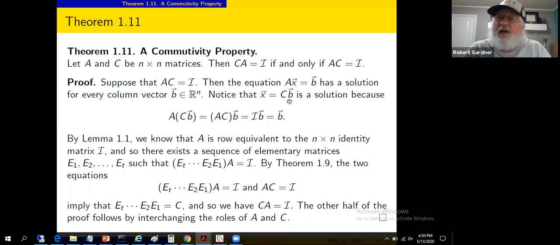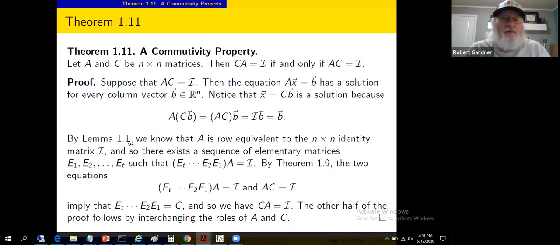Take X to equal C times vector B. Let's plug that in and see if we get B out. It looks like we do. So we'll take AX, that is A times CB, by associativity. Hey, A times C, there's my hypothesis. That's the identity. The identity times B is vector B itself. So if we plug in for X, C times B, we get B out. Okay, so indeed, any vector B can be put on the right-hand side of the system of equations, and that system of equations has a solution.